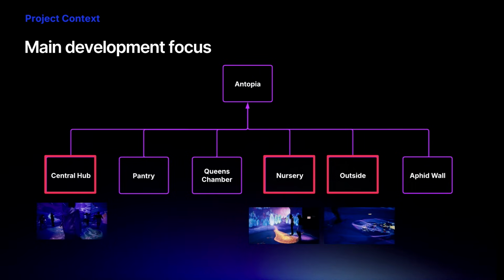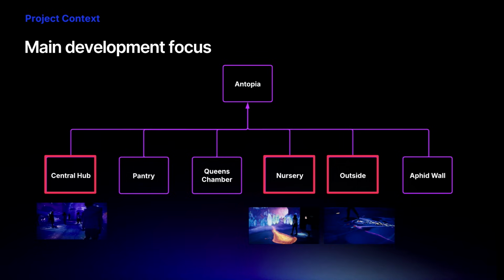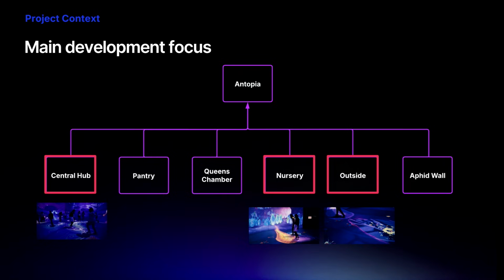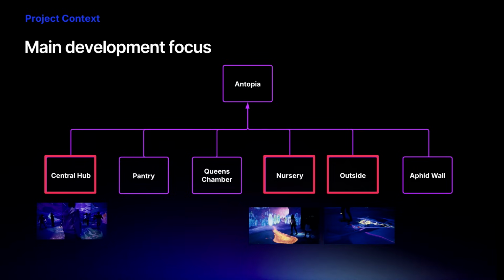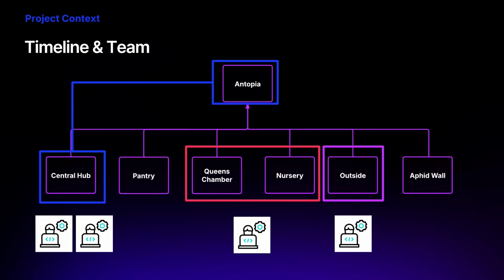Initially, we planned to use state trees in all the rooms other than the sequential-driven, animation-focused ones. But through creative iteration, we focused on three main rooms: the central hub, the nursery, and the outside. In terms of timeline and team size, we have a relatively small development team and a short dev period.